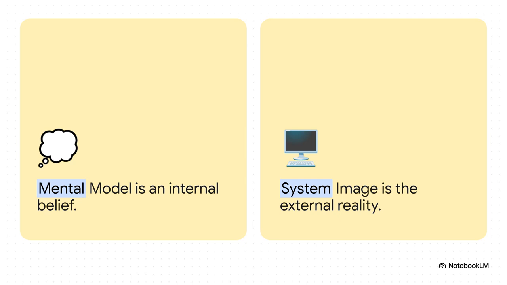The mental model lives entirely inside the user's head. It's how they believe a system works. The system image is the external reality, the actual UI on the screen. The entire goal of HCI is to make that system image perfectly align with the mental model.